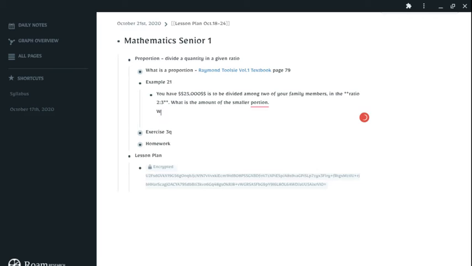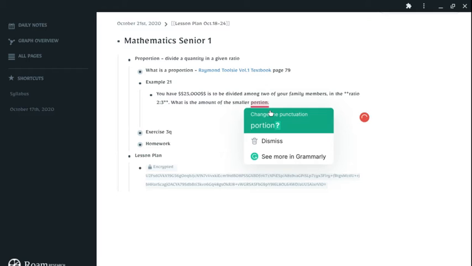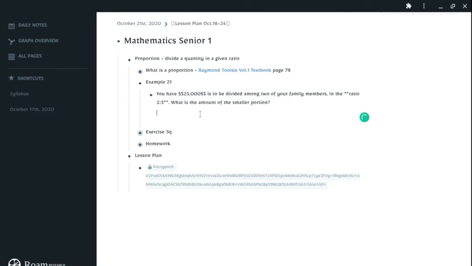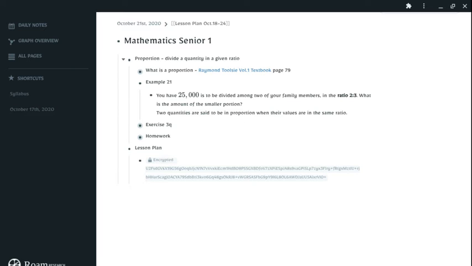we are asked, so let's create a definition of proportion based on this question. What is a smaller portion? 2 quantities are said to be in proportion when their values are in the same ratio. Let me wait a moment for you to write that. So 2 quantities are said to be in proportion when their values are in the same ratio. Let me highlight that word, proportion, when their values are in the same ratio.